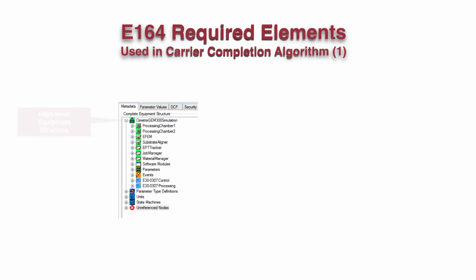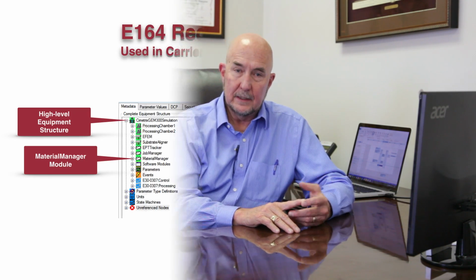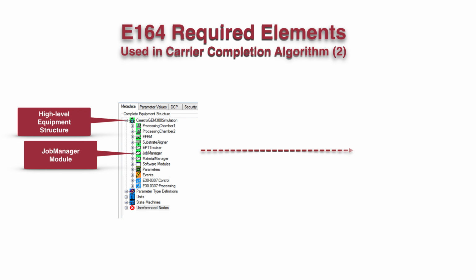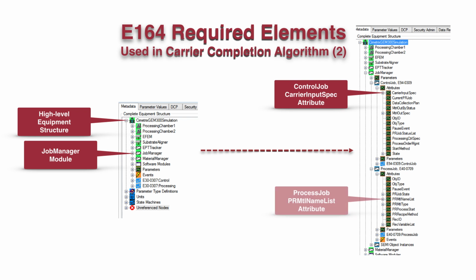Now, the way that algorithm works, if you look at the E164 model for that piece of equipment, you'll see it's actually complex. It requires information from at least 3 of the software modules in the tool: the material manager module, then the job manager module, and the recipe execution part. And so you first have to consult the material manager to see what carrier is active. Then you use the material specs in that to go find the job specifications to see how many wafers are in each one of those and which recipe is being run.